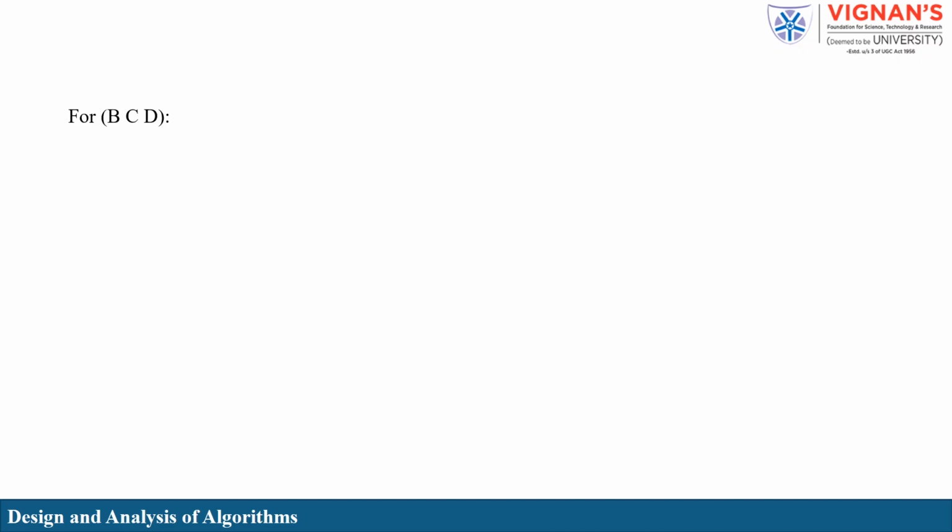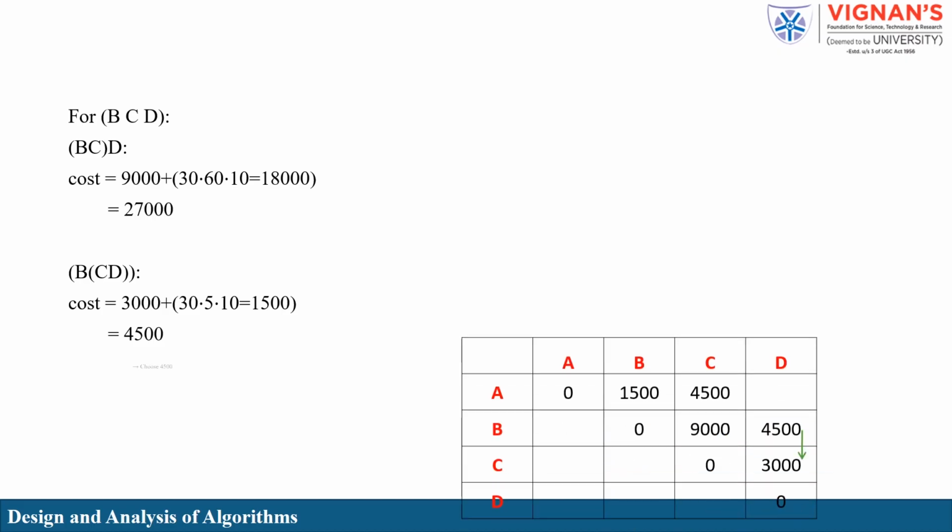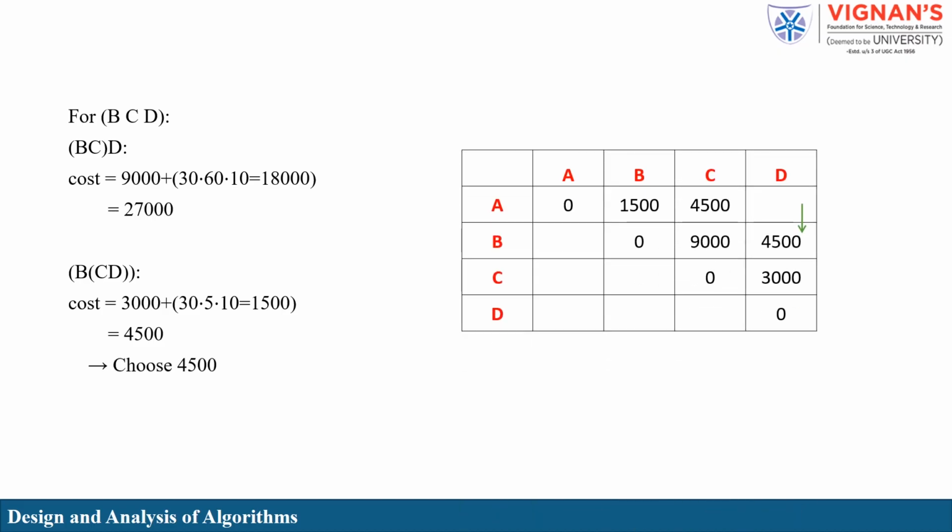We are multiplying matrices B, C, D. The goal is to minimize scalar multiplications. Option 1, (BC)D, is to multiply B by C first and then by D, with a total of 27000. Option 2, B(CD), is to multiply C by D first and then by B, with a total of 4500. Since 4500 is less than 27000, the optimal order is B(CD).